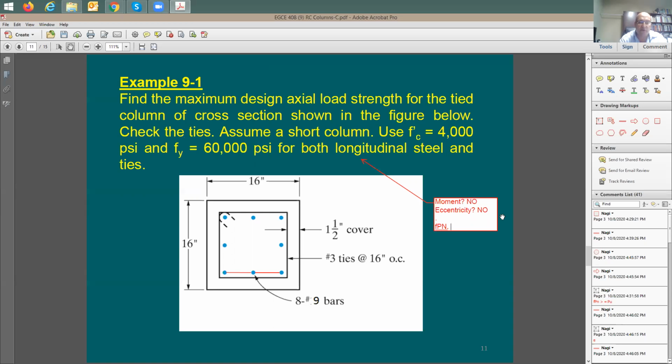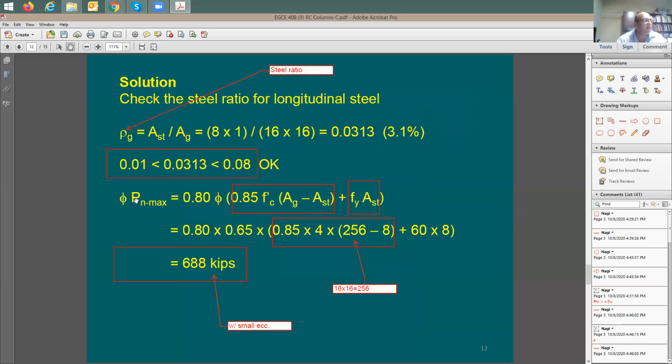Just do VPN for short column. You can say this is going to be VPN for short column. Do you have an equation for it? You can say, yeah, here's the equation, this equation here. So, okay, I need to understand the details of this equation. You can say this is simple.